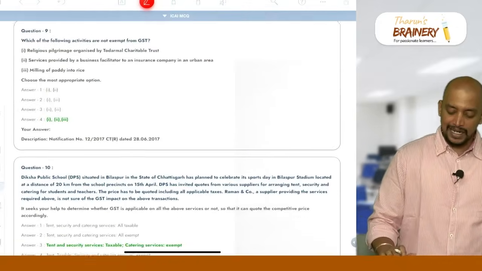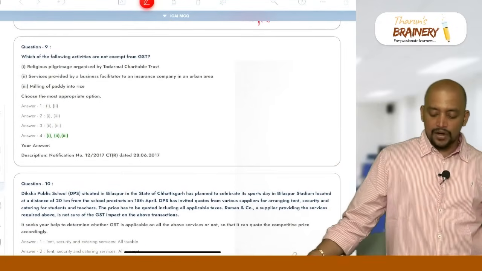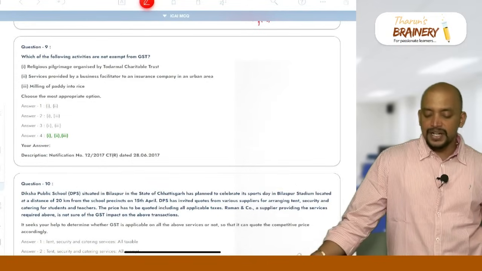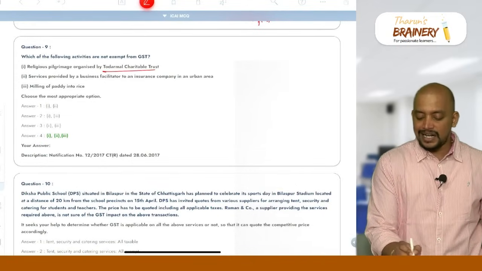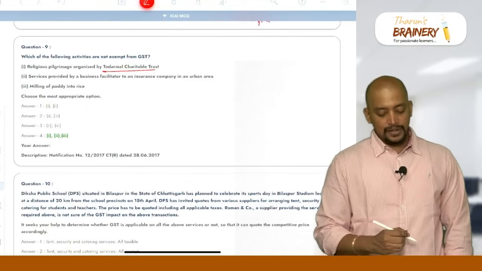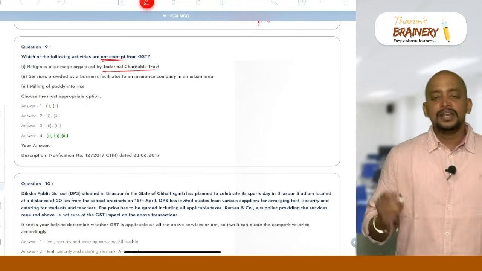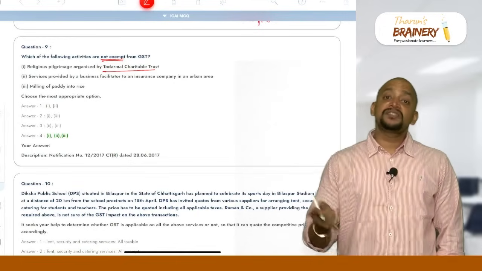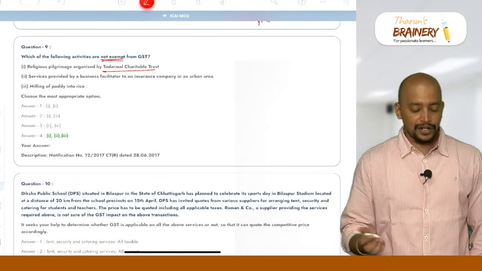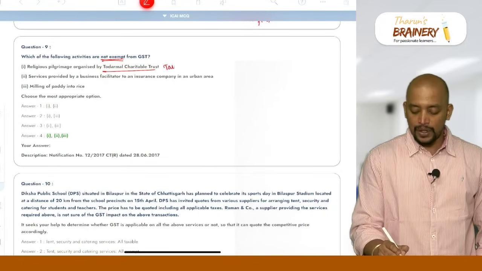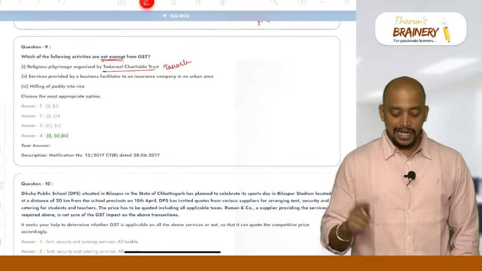Okay. Then next one. Question number 9. Which of the following activities are not exempt from GST? Religious pilgrimage organized by Thodaramal Charitable Trust. So actually they are asking which is not exempt. Religious pilgrimage by a specified organization is exempt. We don't know whether Thodaramal Charitable Trust is a specified organization. Due to that reason, it will be taxable. So religious pilgrimage by a specified organization is only exempted.